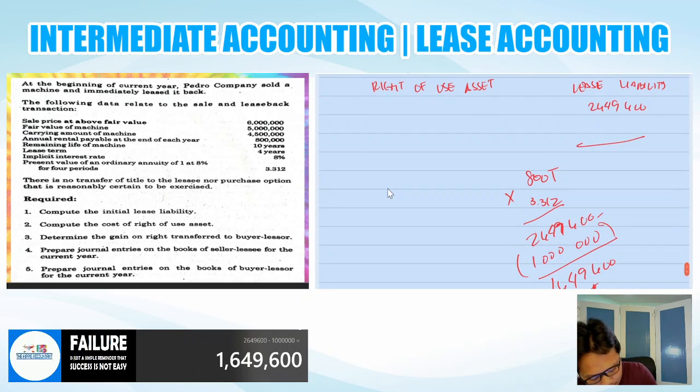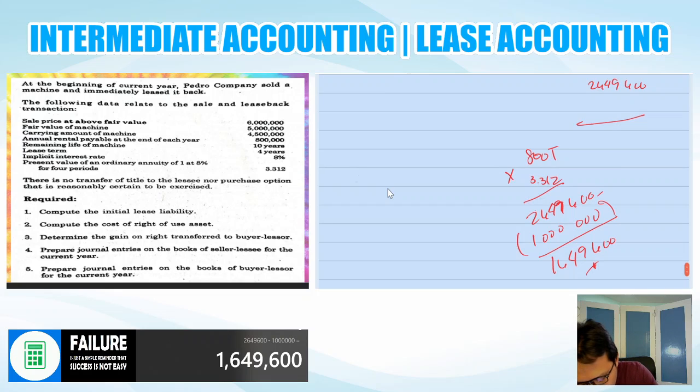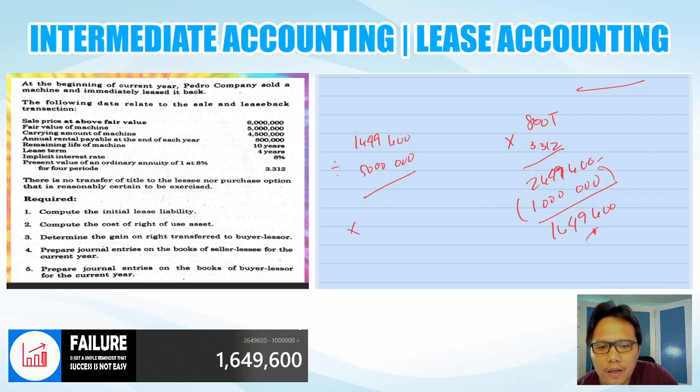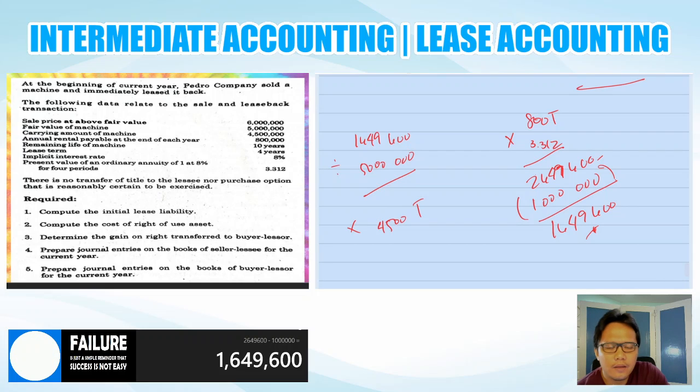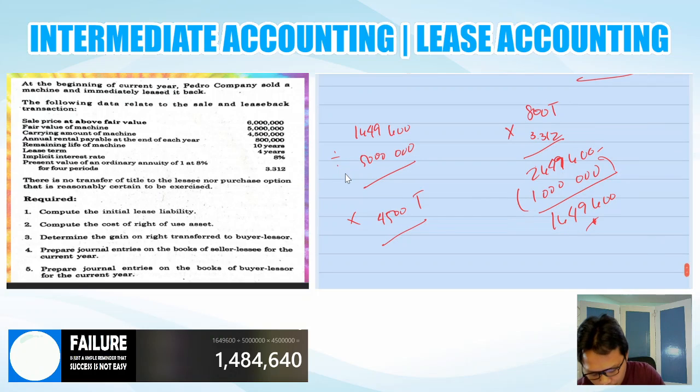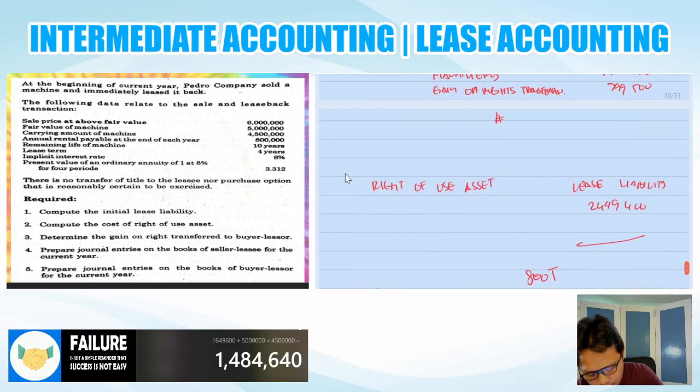So to get our right of use asset, so 1,649,600 divided by fair market value of 5 million multiplied by the carrying amount. What's the carrying amount? 4,500,000. Then we have 1,484,640 right of use asset.